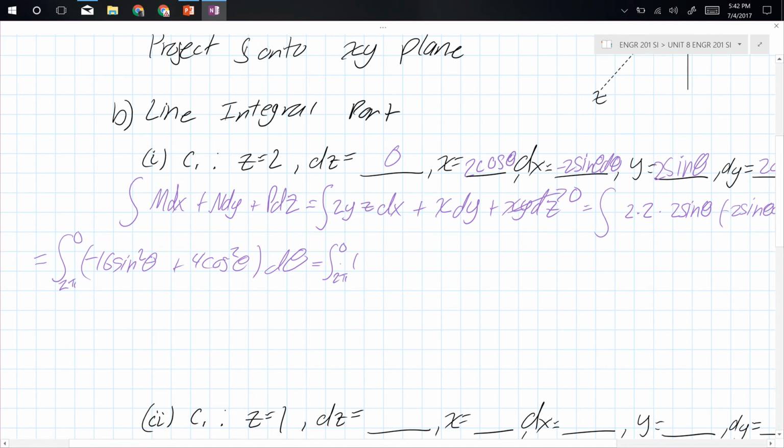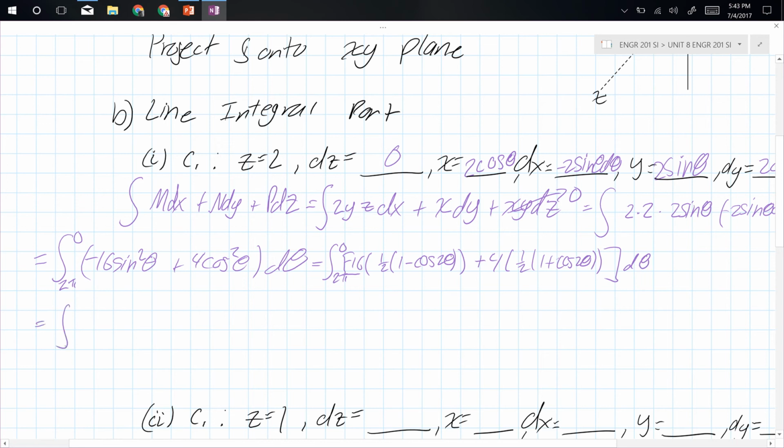So we'll have negative 16 here. Actually, I'll go ahead and multiply throughout. No, never mind, I'll just leave it like this. So it's going to be 1/2 times 1 minus cosine 2 theta, plus 4, this is the cosine part, 1/2 times 1 plus cosine 2 theta, and all this times d theta.